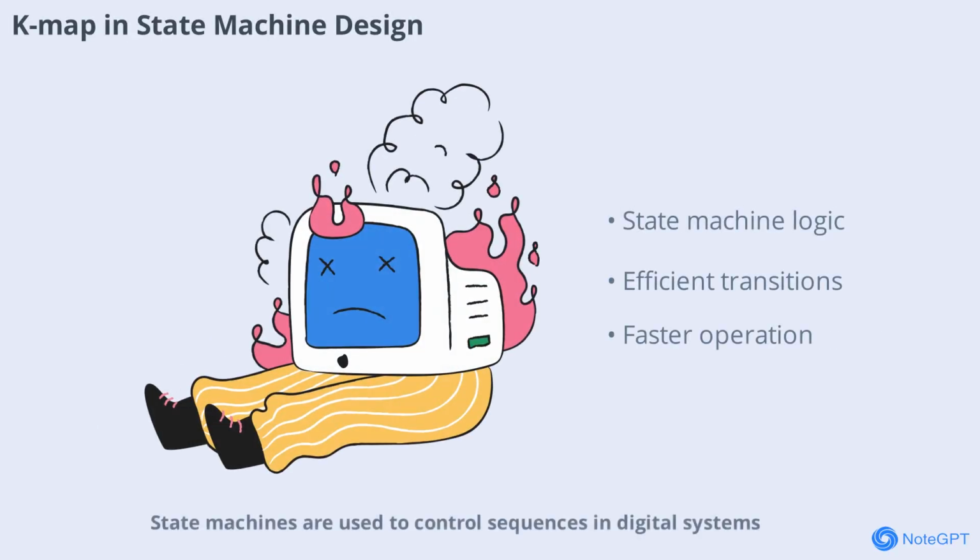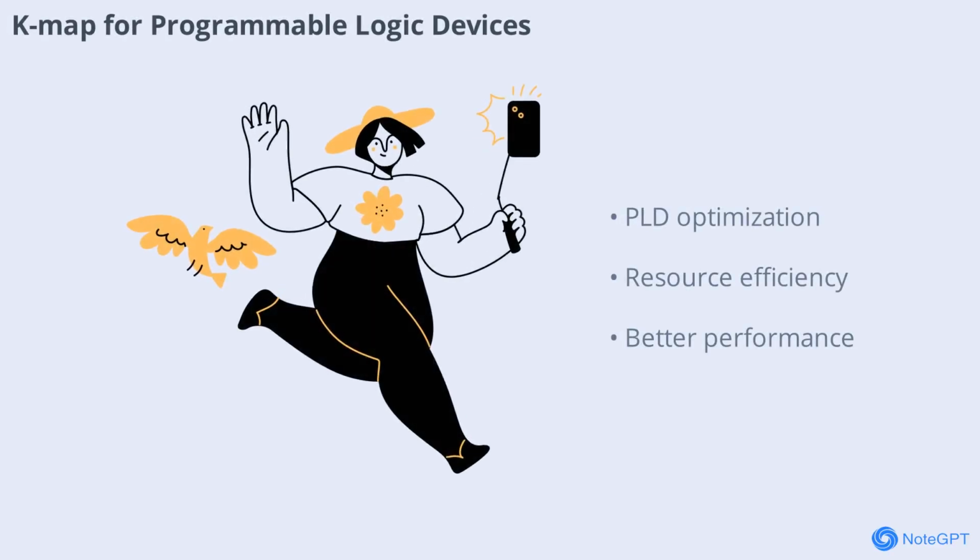State machines are used to control sequences in digital systems. K-maps help minimize the logic for state transitions and outputs, making the overall design more efficient. By simplifying the logic, you reduce the number of gates and improve the speed of the state machine, which is crucial in real-time applications. Programmable logic devices (PLDs) like FPGAs and CPLDs benefit from logic minimization using K-maps.